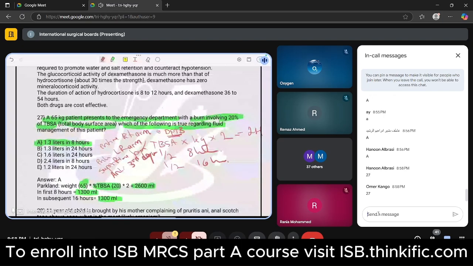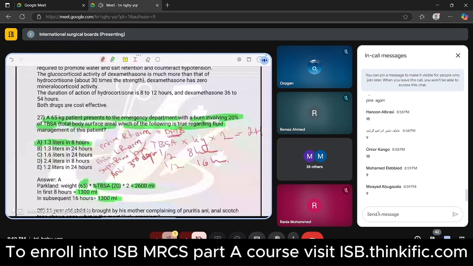So the entire upper limb is how much? Entire upper limb is 9. The front of the chest only, how much is that? 9. So 9 and 9, 18. What about the other arm?